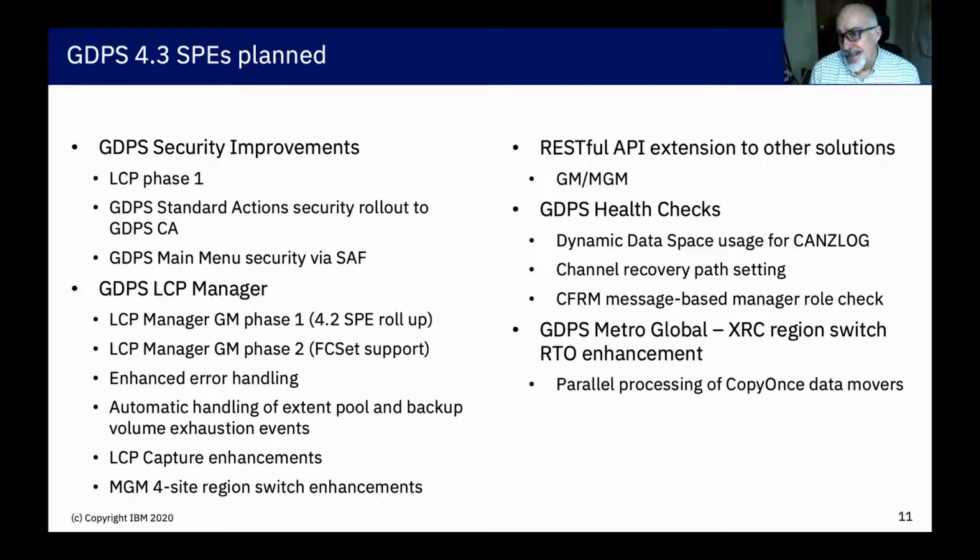The RESTful API is still waiting final test clearance, for GM and MGM, so that's not yet made it off the deck. We're hopeful that that will come out fairly soon. There have been some health checking and extensions released. These are related to CFRM and channel path recovery and things of that nature, as you can see on the chart. And there were plans, and I believe it's been released, the parallel processing for copy once data movers has been released for our XRC clients.